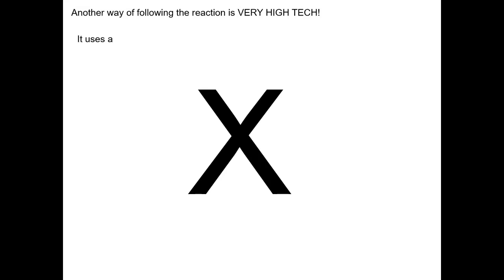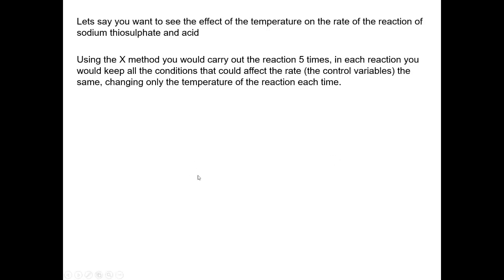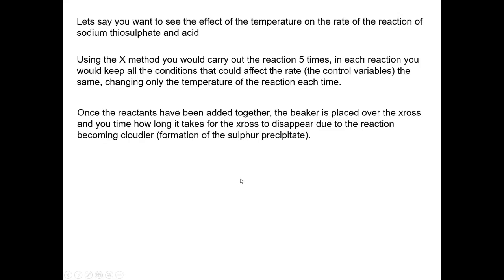Now, this brings us on to probably the way that you would monitor rate. Okay, so the way you monitor rate, it's not very high tech at all, is you put a cross down. All right, so you put a cross on a piece of paper and you do the reaction on top of the cross. Okay, so let's say you wanted to look at the effect of temperature or concentration. You would put your reaction over that cross at your different temperatures or your different concentrations, and you would time how long it takes for that cross to disappear.